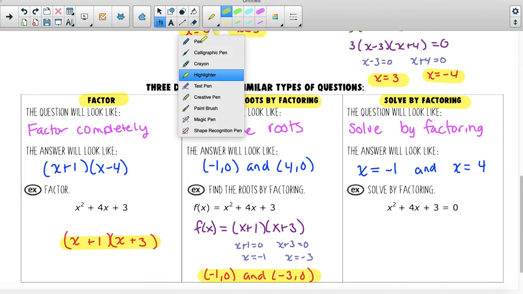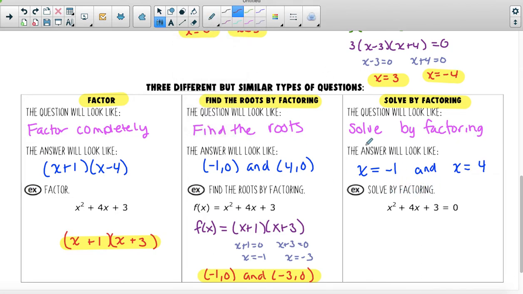We still factor it because it says solve by factoring. That tells us the method that we're using. So we're going to factor this. It becomes x plus 1, parentheses, parentheses, x plus 3. But we keep it equal to 0. And then we apply the zero product property. X plus 1 equals 0. X plus 3 equals 0. We still get x equals negative 1, and we get x equals negative 3. So same concept, but now instead of putting it as an x-intercept, we actually write our answer as x equals negative 1 and x equals negative 3.